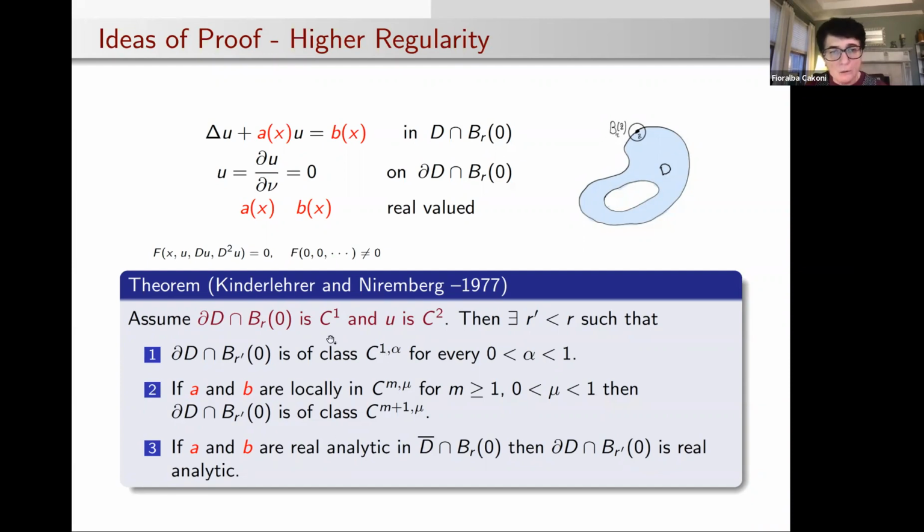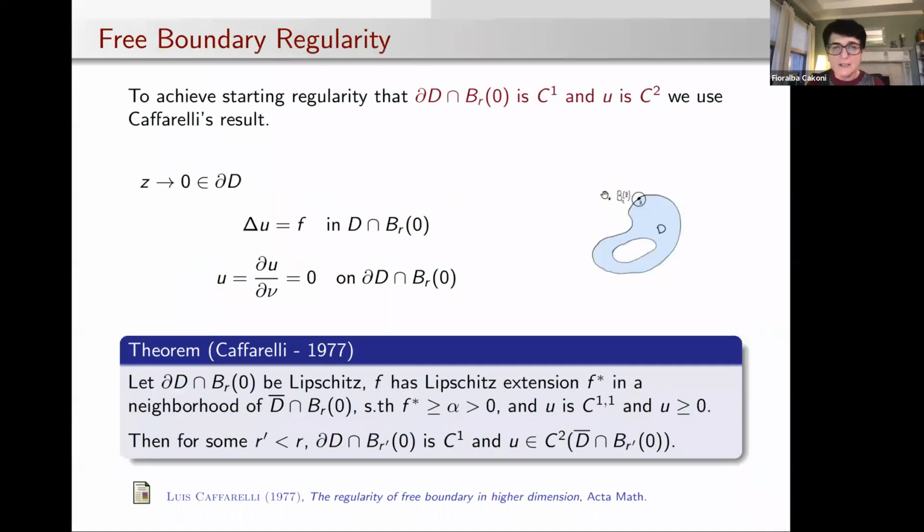But the question is how to obtain this regularity if you start with Lipschitz, for example, okay? Or less starting regularity. So in the work with Michael Vogelius, we actually used the result due to Caffarelli, although there are more optimal results these days. We simply use this result, which tells you that the solution of the free boundary is C2 when the boundary is C1, if you start with a locally Lipschitz boundary, okay?